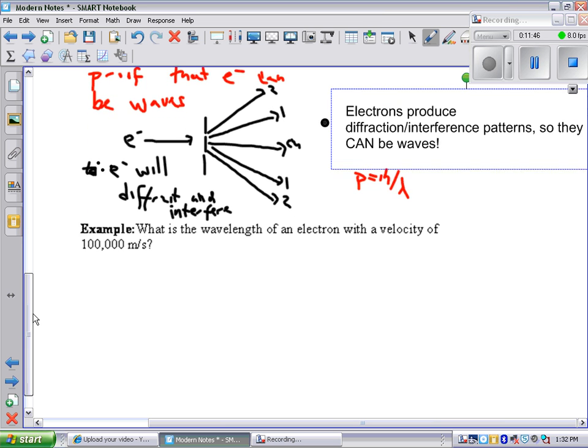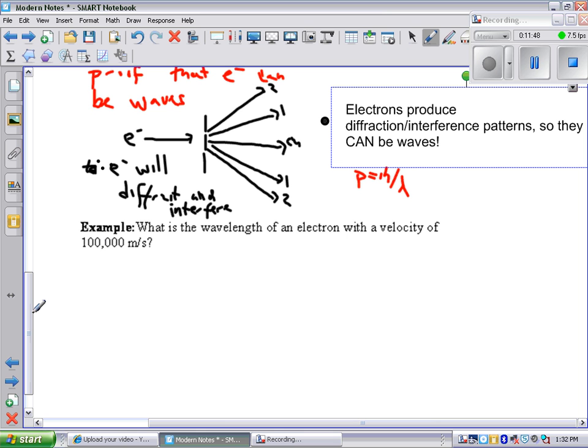So here's an example of what is the wavelength of an electron with a velocity of 100,000. So my first step would be, I know that wavelength is related to momentum, so I'm going to find the momentum. So P equals mv. For an electron, that's 9.11 times 10 to the minus 31st for its mass. And then I'm going to multiply that by my 100,000 for its velocity. And that's going to give me 9.11 times 10 to the minus 26th for its momentum.